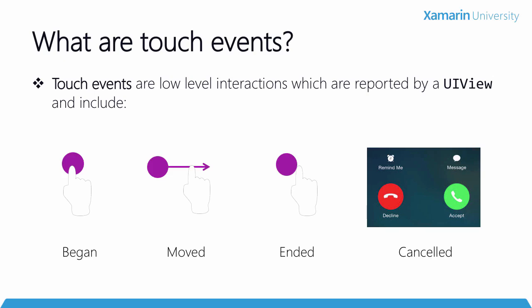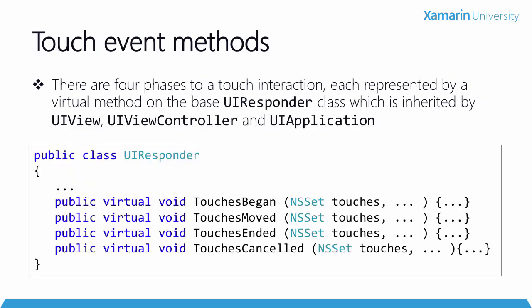And can you think of anything that might cause a touch sequence to be interrupted? Well, we've got a great example on the screen. An incoming phone call. An incoming text or SMS would do the same thing, or even something as simple as a low power or low memory notification.